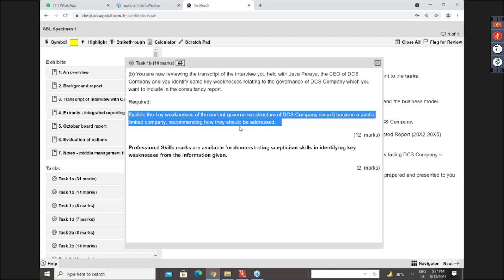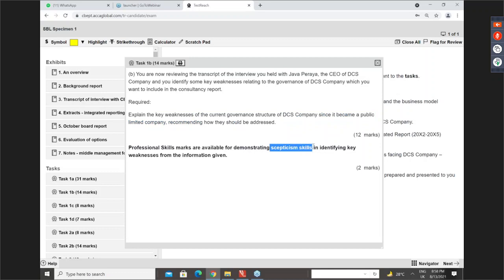It's a weakness and recommendation question. Very good. You need to identify the weakness, talk about the impact or why you are saying it's a weakness, and then suggest how they can fix it. Professional marks are available for demonstrating skepticism skills in identifying key weaknesses from the information given. Remember skepticism skills: you have to ask a couple of questions, or disagree, or say that it looks incorrect or seems inappropriate, something along those lines.